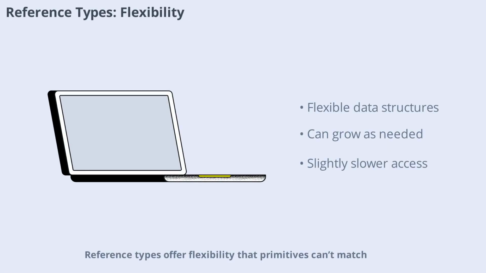Reference types offer flexibility that primitives can't match. You can create objects of any size, store collections of data, and build complex structures. However, this comes with a trade-off. Accessing data is a bit slower, and you have to be mindful of memory management. Still, reference types are what make Java powerful for building real-world applications, from web servers to mobile apps.